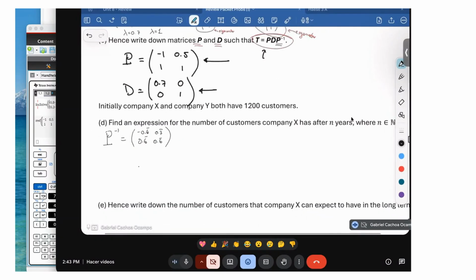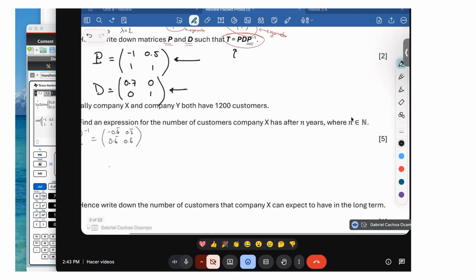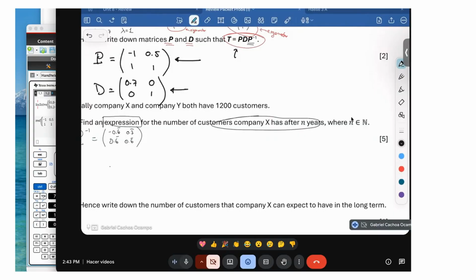What are they asking me in this question? They are asking me for an expression for company X after n years. So here it is an expression. It is not just a value. So here they are not just asking for the steady state. Here they are actually asking for a mathematical formula. And so how do we get this formula?